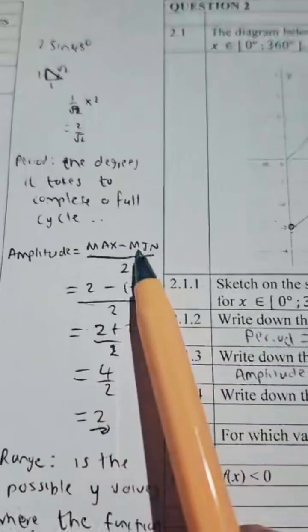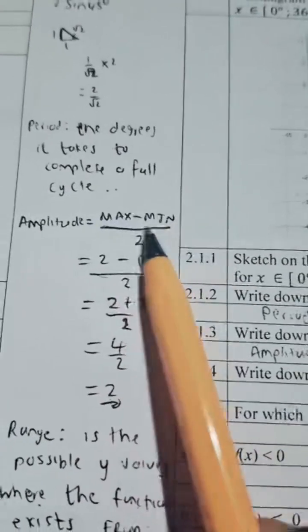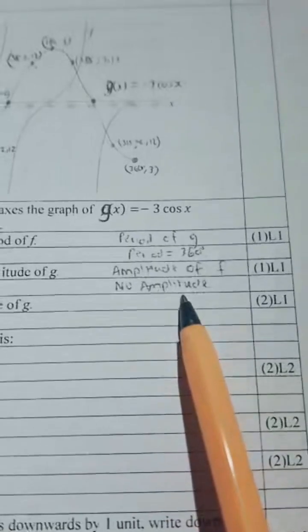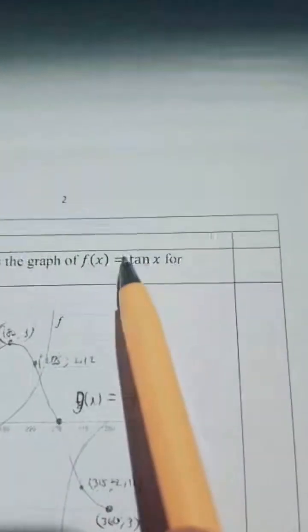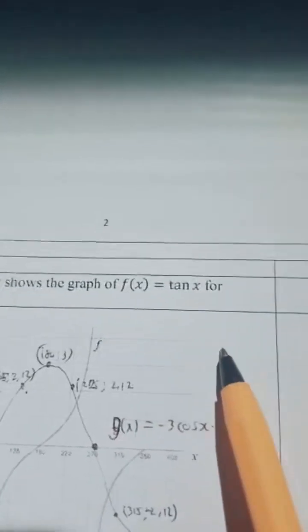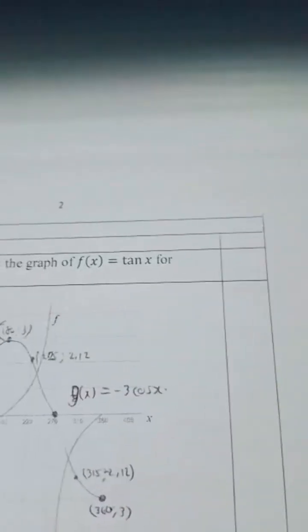So if there's no maximum or minimum, how can we subtract a maximum and a minimum in the numerator and then expect to divide by 2? So for the tan graph, we must please note that there is no amplitude. So don't ever say that the amplitude is given by the coefficient of the trig graph. I hope that's clear for us. We don't ever say that. That is not the amplitude. I hope that's noted as well.